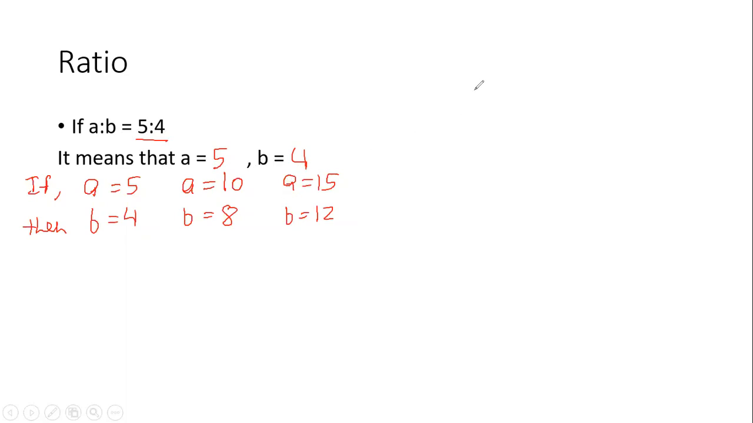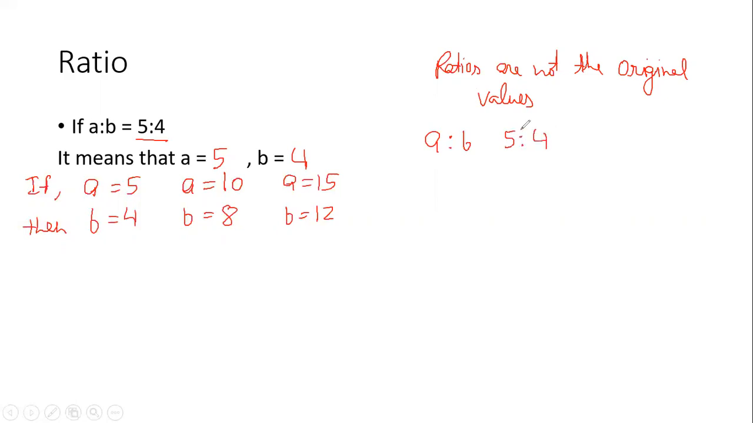So the basic understanding that we have here is that the ratios are not the original values. Ratios are not the original values. They could be, but I cannot assume them as original values. So when I say the ratio of A is to B is 5 is to 4, if I really want to assume them as original, we will multiply them with a multiplier and I will say A is equal to 5k and B is equal to 4k, where k is a multiplier.